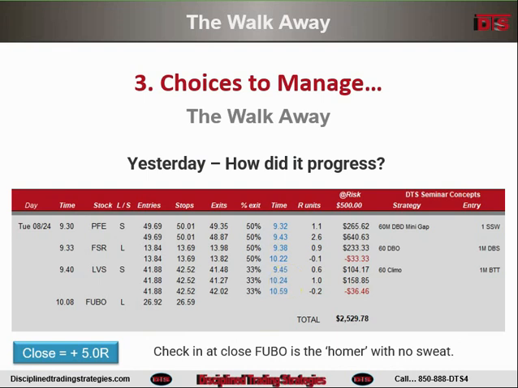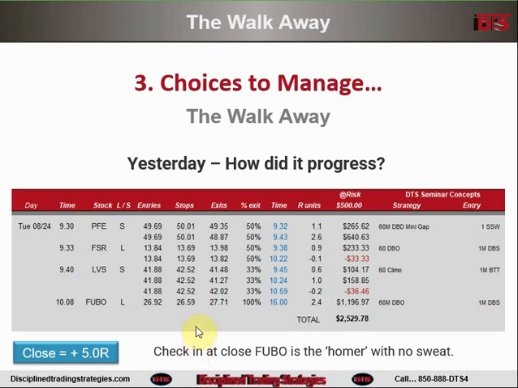Come back, check in at close. Fubo is kind of a home run, right? In other words, 2.4R just to top off the day. No sweat, not even there. At some point when I peeked in, I raised the stop on it to a point, not because I wanted to protect profits, because it was up so far that there was a point where it protected about half of the loss. Not that I wanted to do that, but that's what the chart said to do. And that is how I handle management day trading.